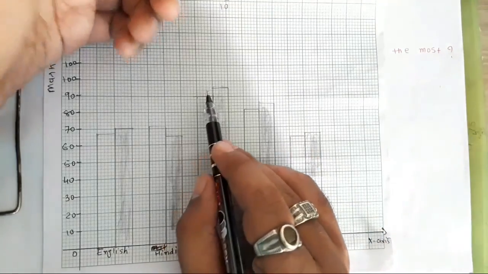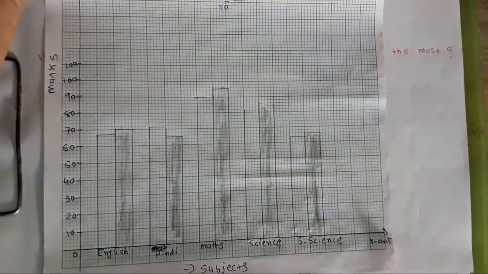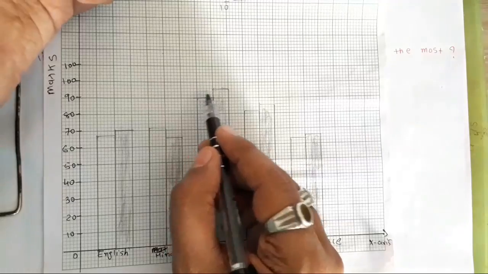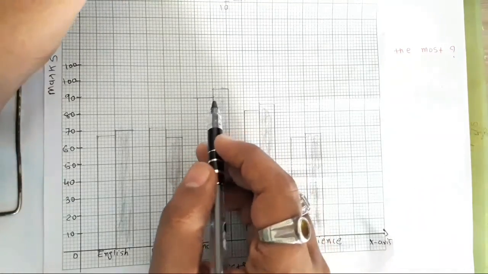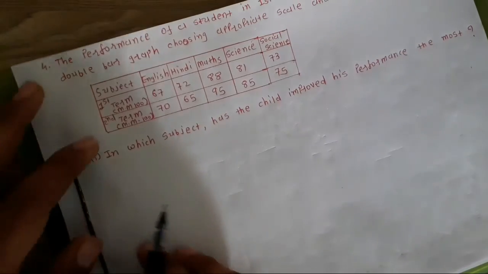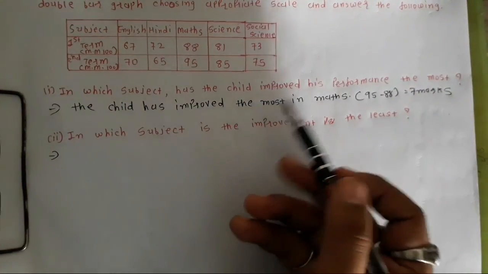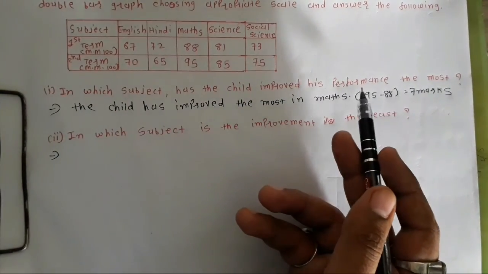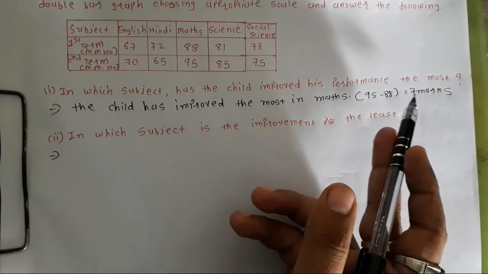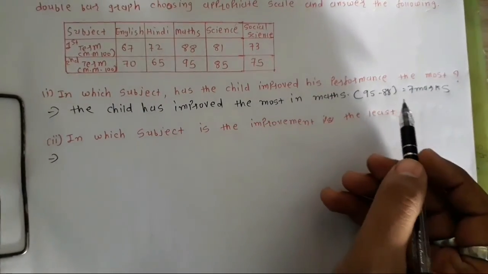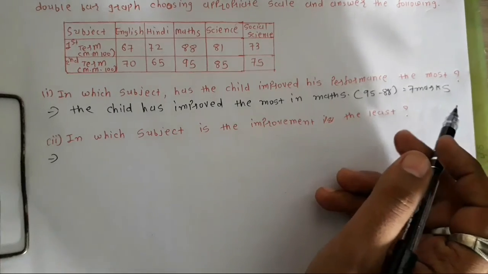In science he also improved, but it's about 4 to 5 marks. But in maths we can see he improved 7 marks. So we can write, the child has improved the most in maths. In bracket we can write 95 minus 88 is equal to 7 marks. 7 marks improvement in second term compared to first term.